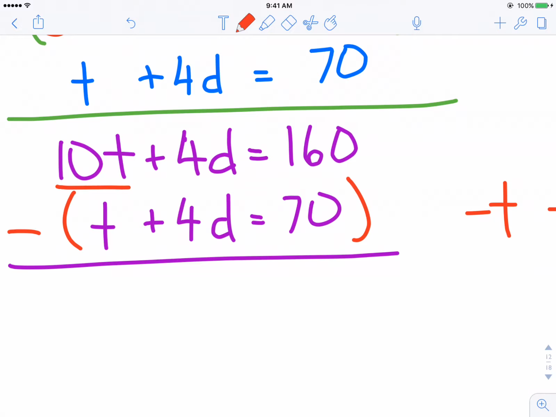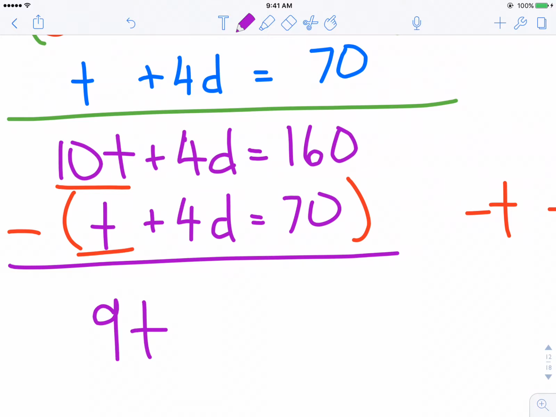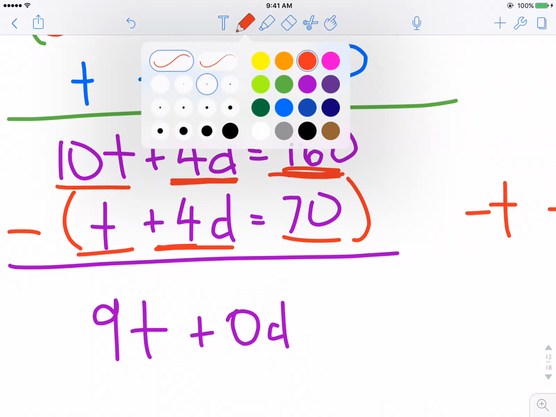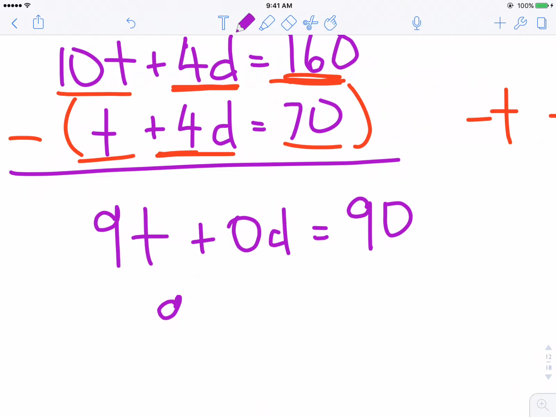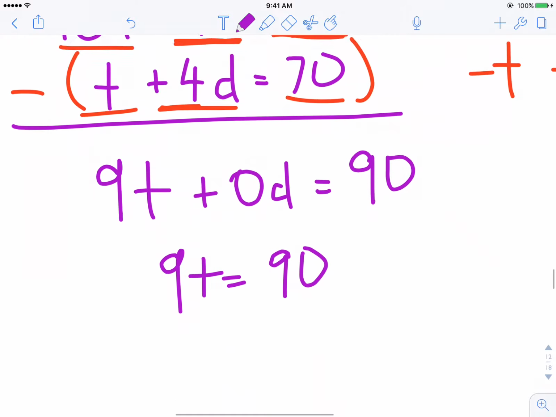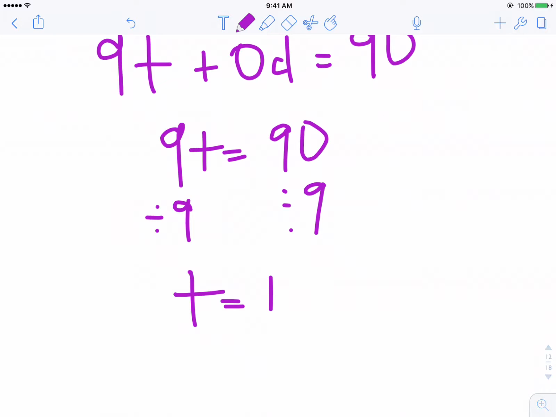So I'm going to go 10t take away t. That's going to give me 9t. I'm going to go 4d minus another 4d. That's 0d plus 0d. And then I'm going to go 160 minus 70. That gives me 90. So that's 9t is equal to 90. Divide by 9. Divide by 9. t is equal to 10.